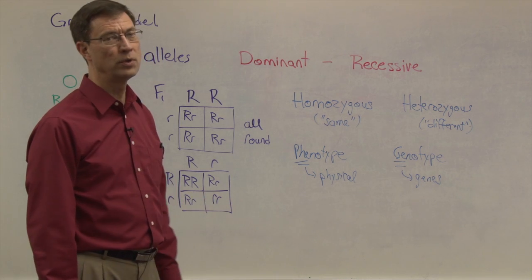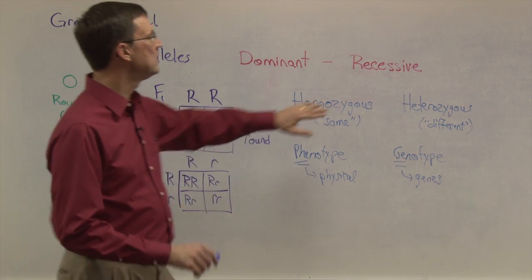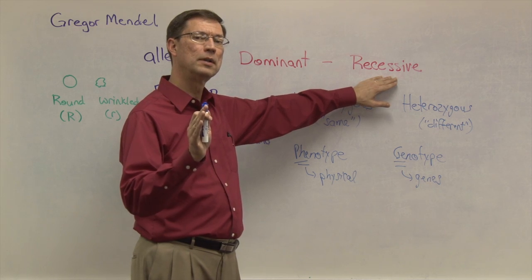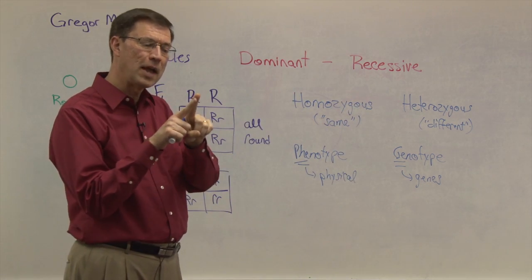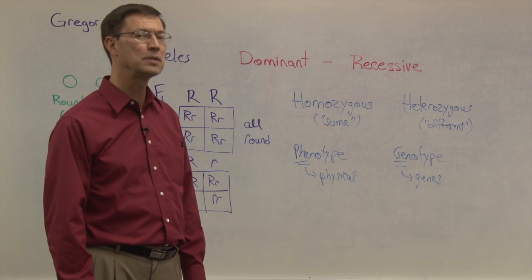Now here's a very important point that you need to understand. In order for any recessive trait to be visible or evident, there cannot be a dominant trait with that. They both have to be homozygous for that recessive trait.